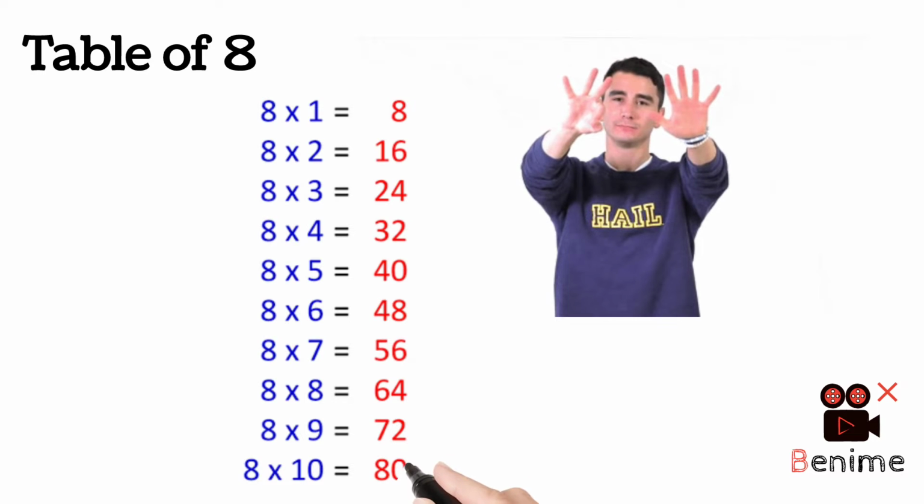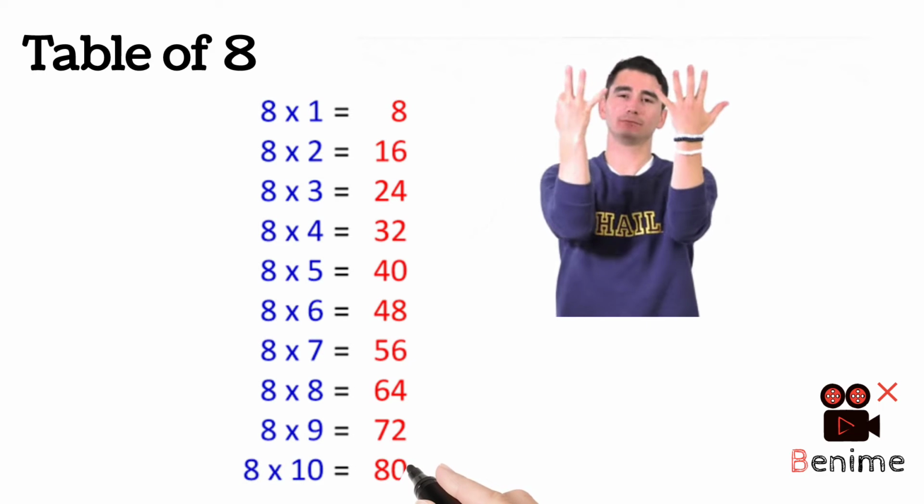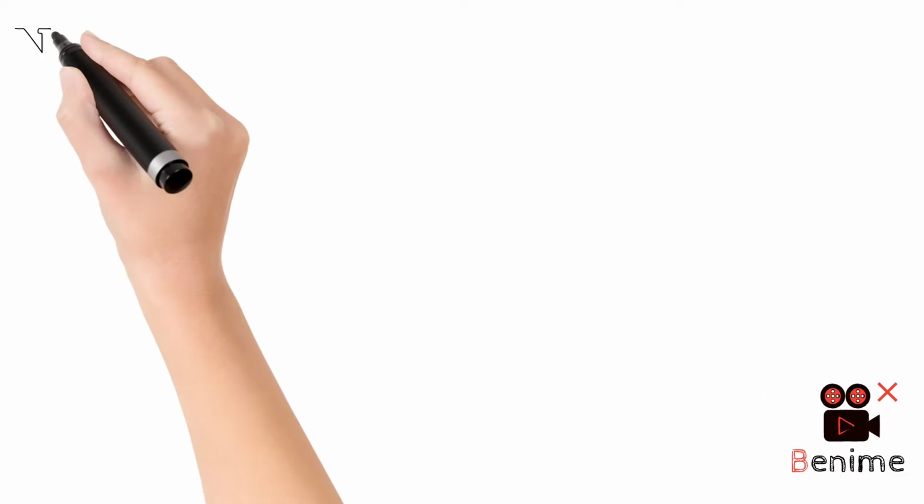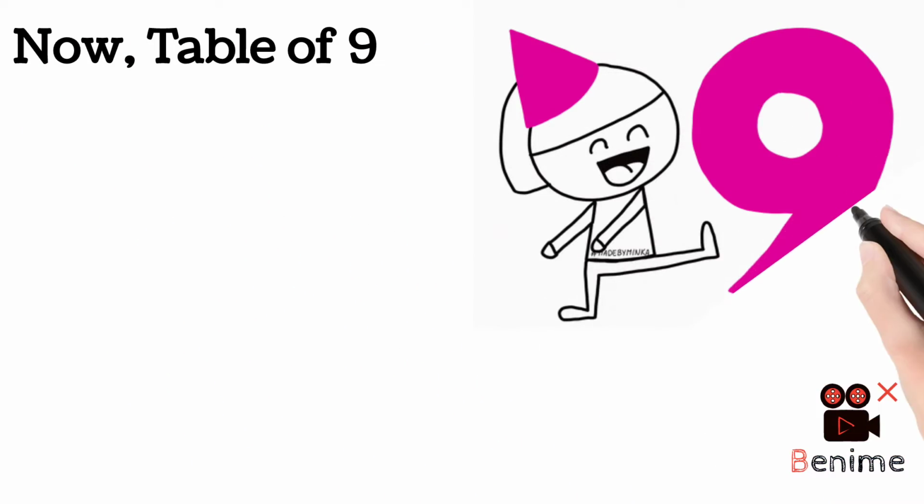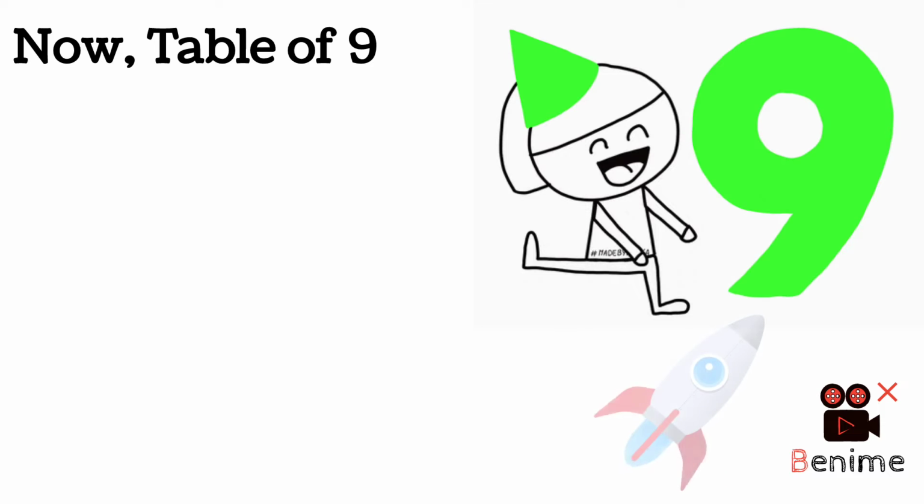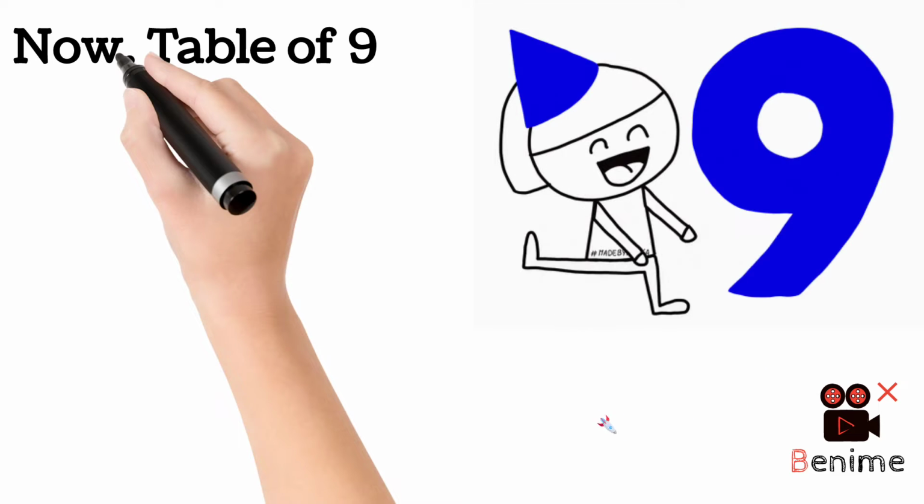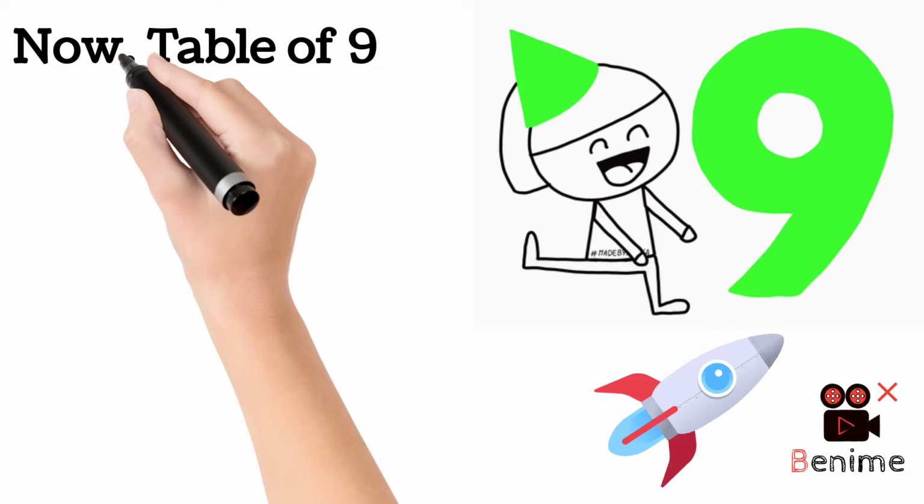Let's see the next one. Now, table of 9. It is also one of the easy ones. So let's begin the table of 9.